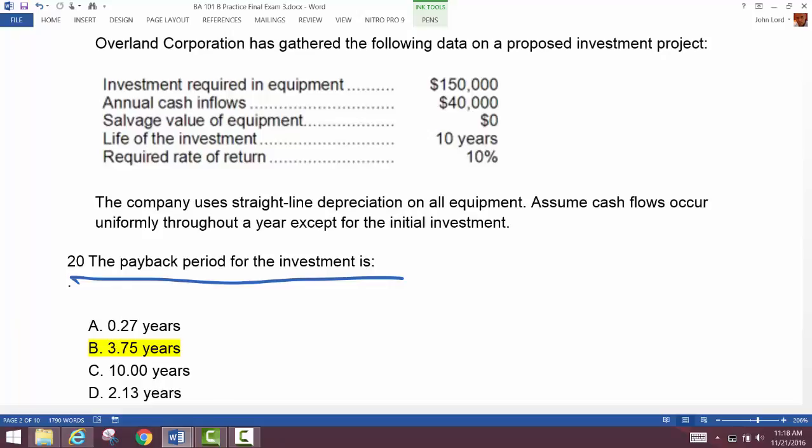Anyway, let's go ahead and take a look at the payback method. Remember with the payback method, we don't consider the time value of money, right? We just want to see how long it's going to take us to recoup our investment. So we sit here, and we have this 150,000 as the investment, and we have annual cash inflow of how much?